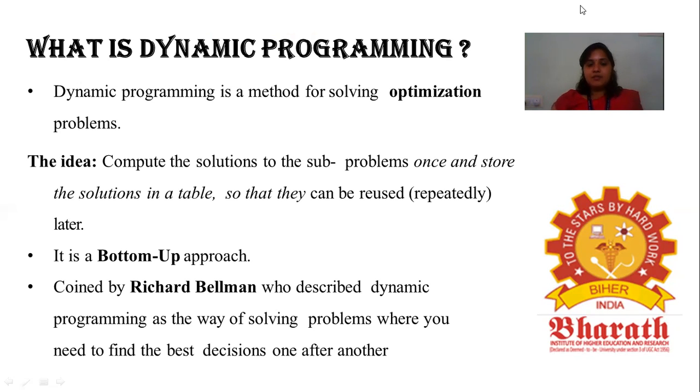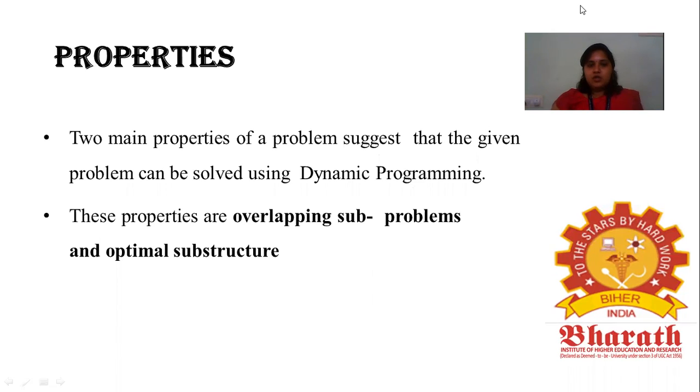This dynamic programming term was coined by Richard Bellman, who described the way of solving problems which always finds the best decision among the available decisions. And we'll see what the two major properties of dynamic programming are. Dynamic programming will always be solved using these two properties, that are called overlapping subproblems and optimal substructure. So we'll see what is what. When I explain with an example, that will give you a clear understanding.